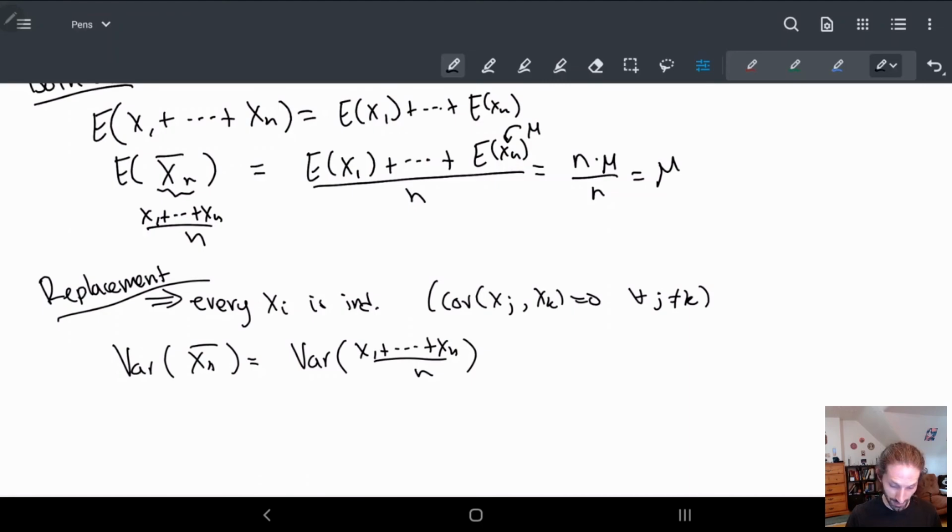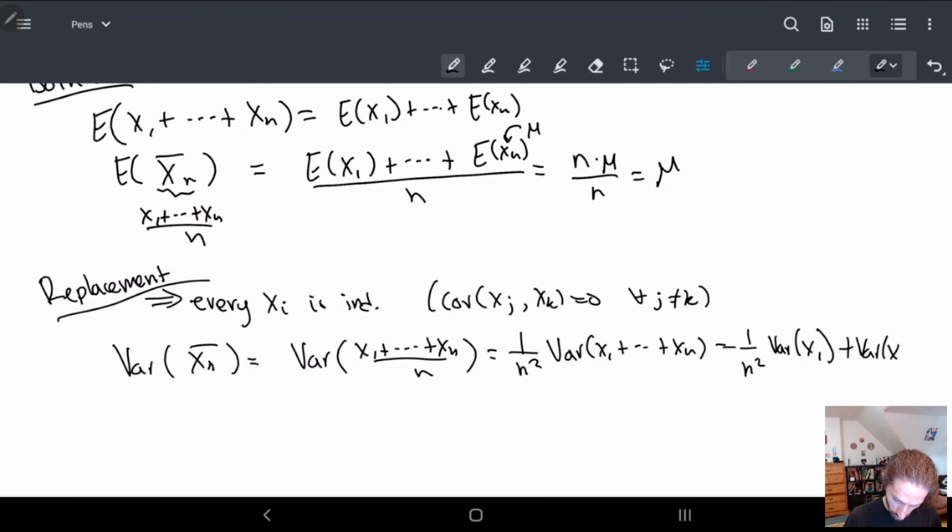And remember what this is. This is just 1 over n squared of the variance of x1 all the way to xn. I'll just do this slowly. And then here we have 1 over n squared of var of x1 plus var of x2, etc., all the way up to var of xn.